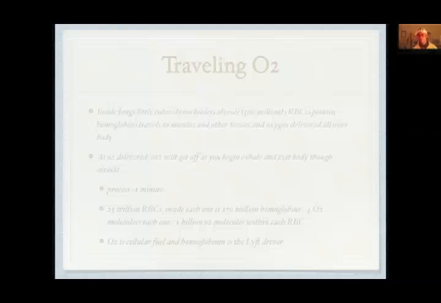And we have 25 trillion red blood cells. Inside each one is 270 million hemoglobins, which have 4 oxygen molecules for each one. We have 1 billion oxygen molecules within each red blood cell. Okay, so 1 billion times 25 trillion oxygen molecules in our body. Pretty amazing. Oxygen is the cellular fuel, and hemoglobin is the Lyft or Uber driver. Okay, delivering it to the places that we need it the most.